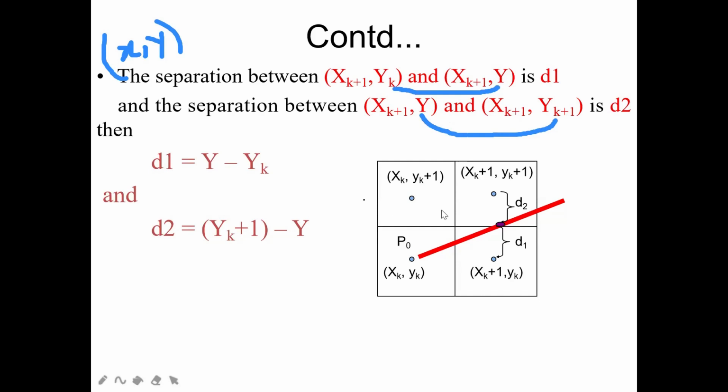And if you want to consider this quadrant, then, as we are moving from this quadrant to this quadrant, we are going in the direction of the y-axis. So xk will be constant and y will increase.